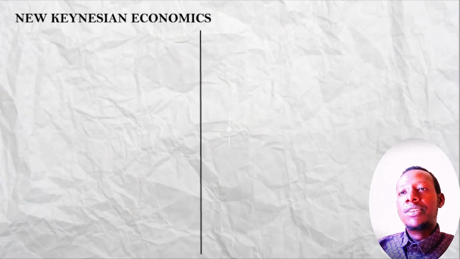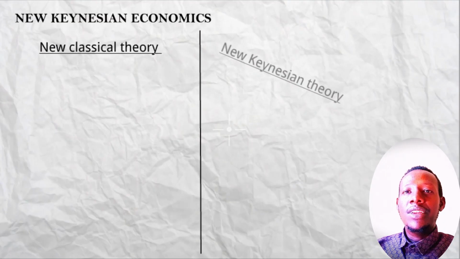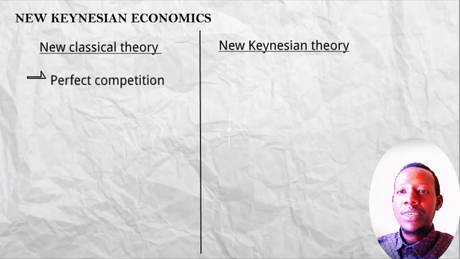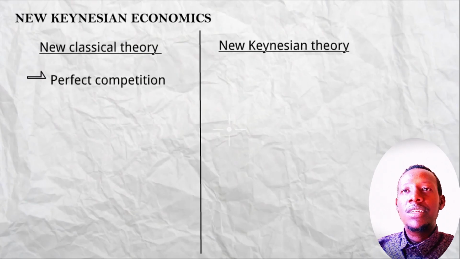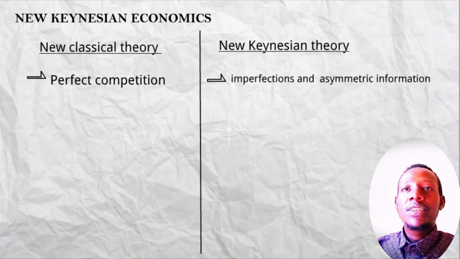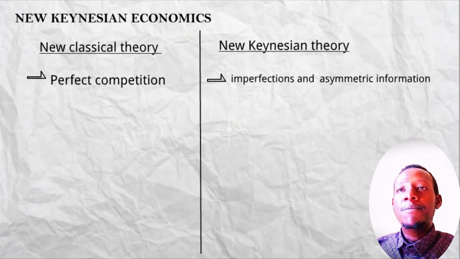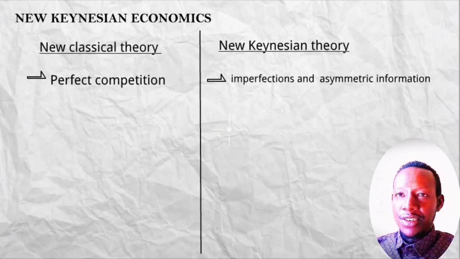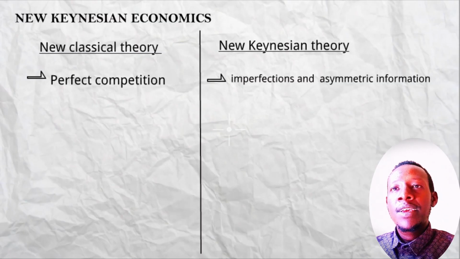There is a basic difference between new classical theory and the new Keynesian theory. New classical economists assume that there is perfect competition in the market and economy, because of which prices and wages are fully flexible. And new Keynesian economists believe that there are imperfections and information asymmetry, and this information asymmetry can distort the economy.